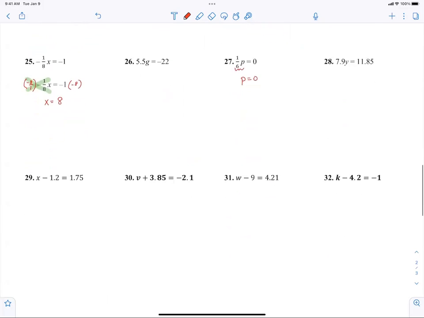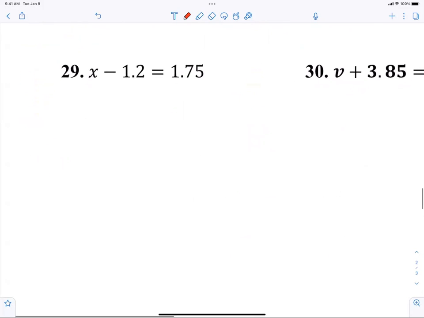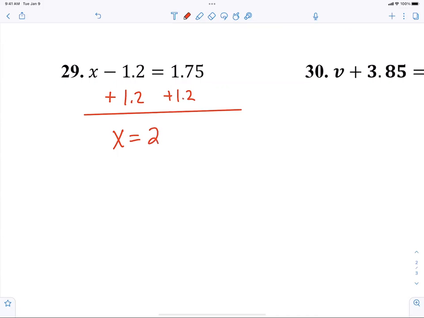All right, here we go. Let's check out 29. Now, Max, on this one, what do I do? You add 1.2. Add 1.2. Now notice I'm lining up the decimals for those of you guys who forgot. So X is equal to what? Yep. 2.95. Yes, sir. 2.95.